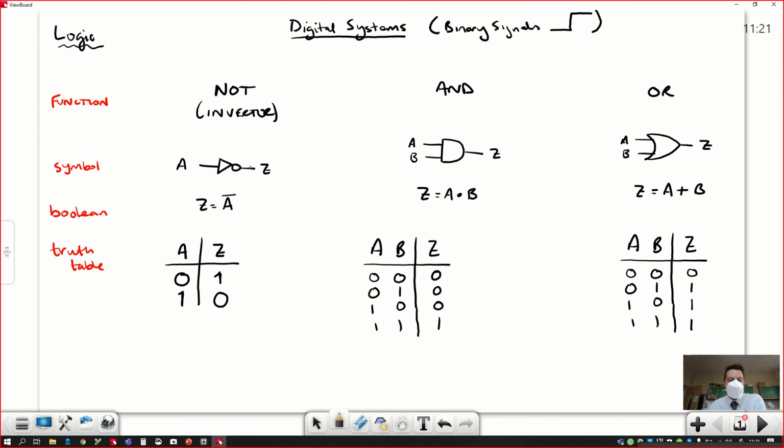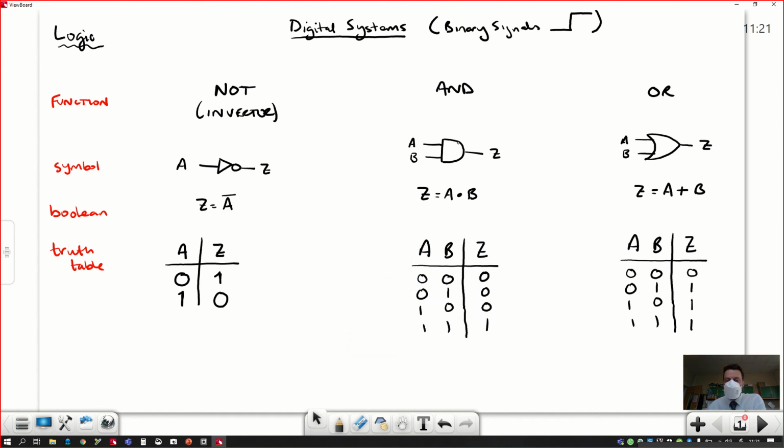So a NOT gate looks like that. Z equals not A. That's the Boolean term, how you write it. That's what the truth table looks like. And then the same for the AND gate, and the same for the OR gate. Z equals A and B. Z equals A or B. That's the basic information for logic.